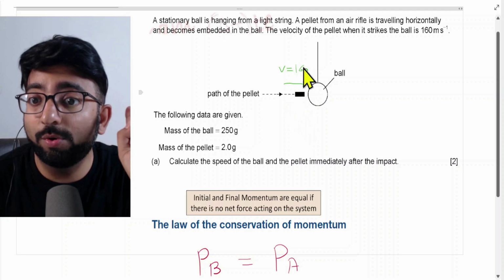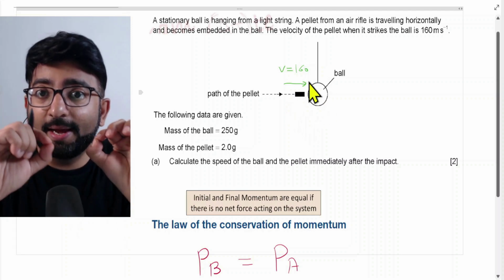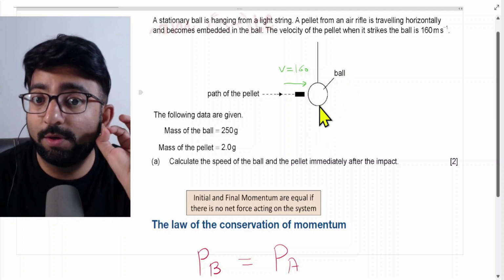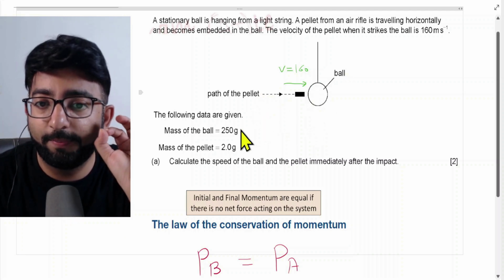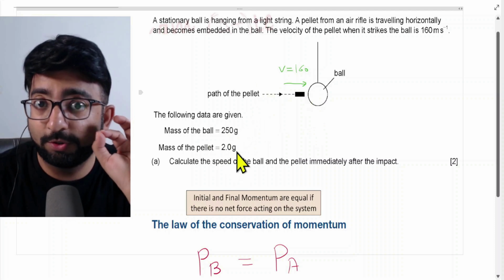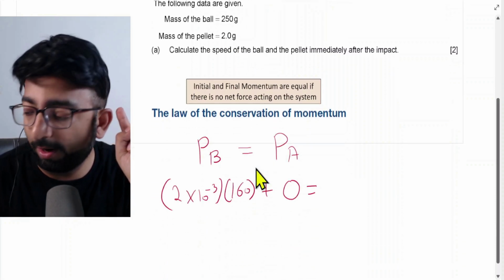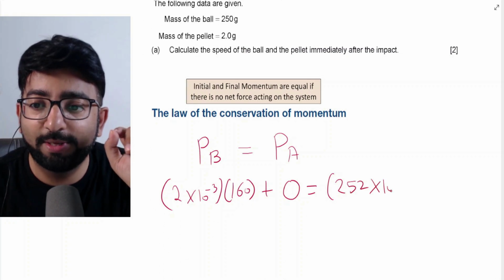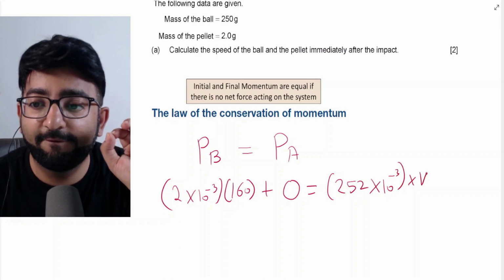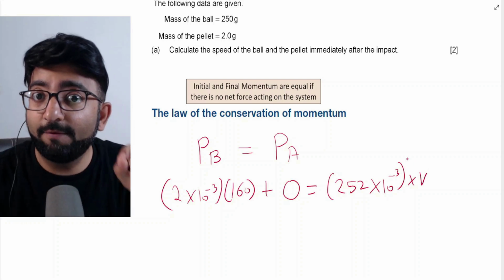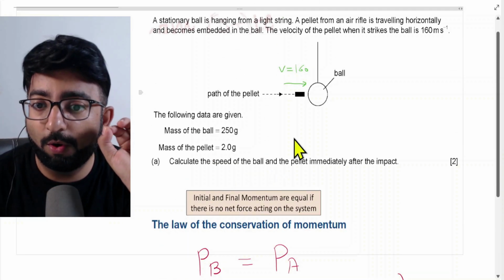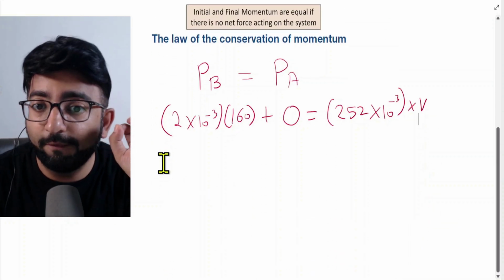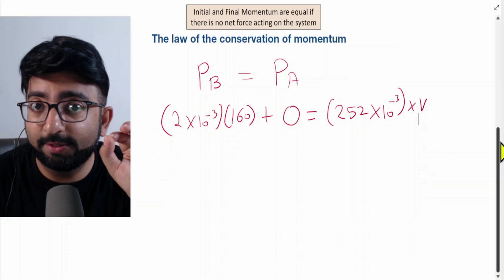Afterwards, the pellet goes inside the ball. So, pellet and the ball together will be moving as one system. So, mass of the combined pellet ball system will be, let's add them, 250 plus 2 will give us 252 grams. So, the mass will be 252. Let's convert that into kilograms, multiplied by V. V is that speed which we are supposed to find, the speed of the ball and the pellet immediately after the impact. So all we need to do is just simplify this equation.